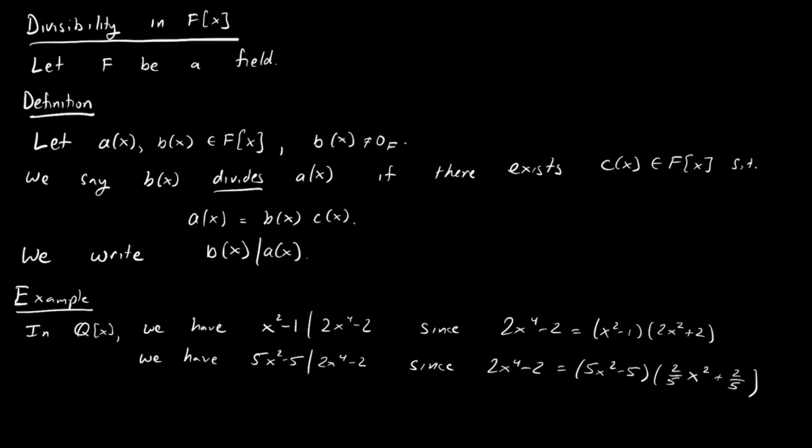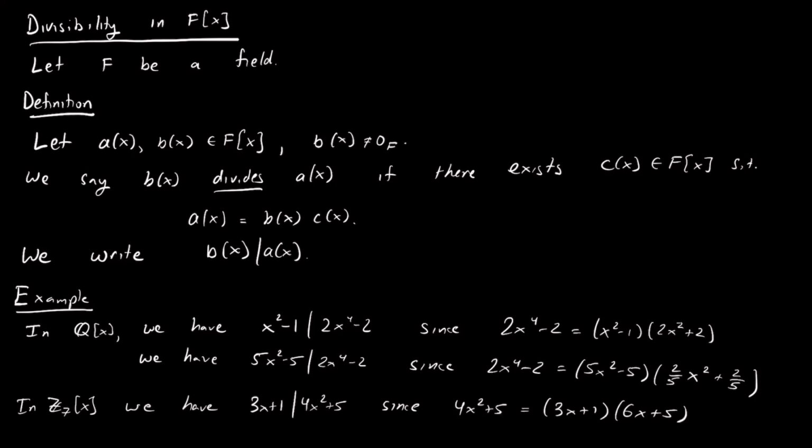And finally, what about some different fields like Z7? In Z7[x], here's an interesting one. We have 3x + 1 divides 4x^2 + 5. Why is that the case? Well, 4x^2 + 5 can be written as (3x + 1)(6x + 5). Let's take a look. 3x times 6x is 18x^2, and 18x^2 mod 7 gives us 4x^2, because 18 and 4 are the same mod 7. Then I have 15x + 6x, which gives 21x, but 21 is the same as 0 mod 7. And finally, 1 times 5 is 5, which gives me this 5 right here.